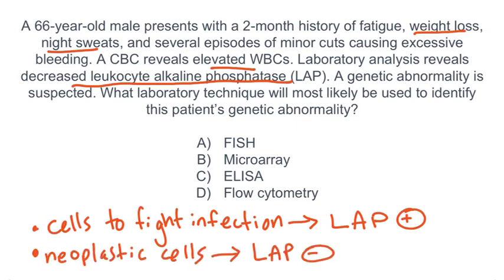Okay, with this in mind, we're asked what lab technique will be useful in identifying the genetic abnormality seen in CML. Recall from pathology that CML results in a translocation of chromosomes 9 and 22. This is also known as the Philadelphia chromosome. As we just discussed, translocations can be identified using FISH, so the correct answer is A. Microarrays are used to analyze gene expression, ELISA is used to detect proteins in the blood, and flow cytometry is used to analyze cell markers, cell size, and cell granularity.